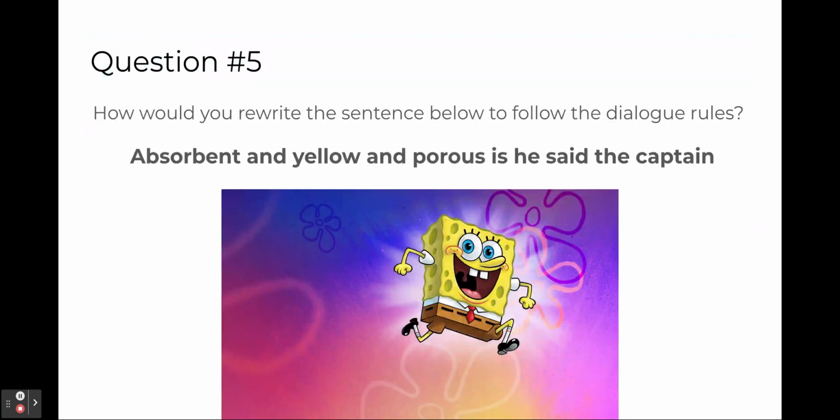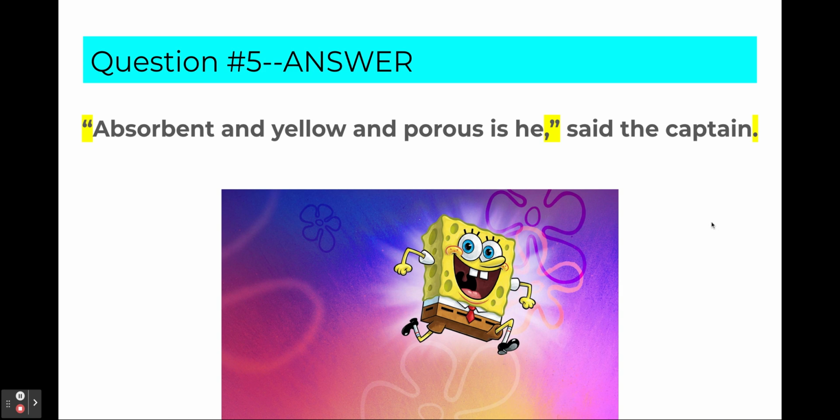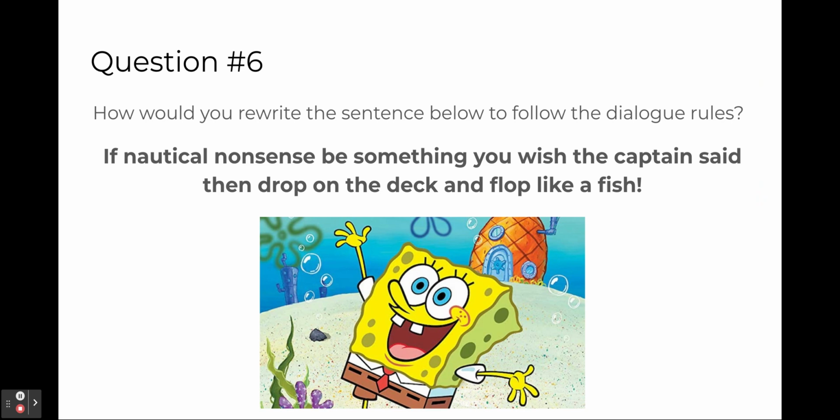Absorbent and yellow and porous is he, said the captain. So there you go. That's the part that's being said out loud. You would have a comma inside the quotation mark and then a period at the end. All right. I think this is the last one. If nautical nonsense be something you wish, the captain said, then drop on the deck and flop like a fish.